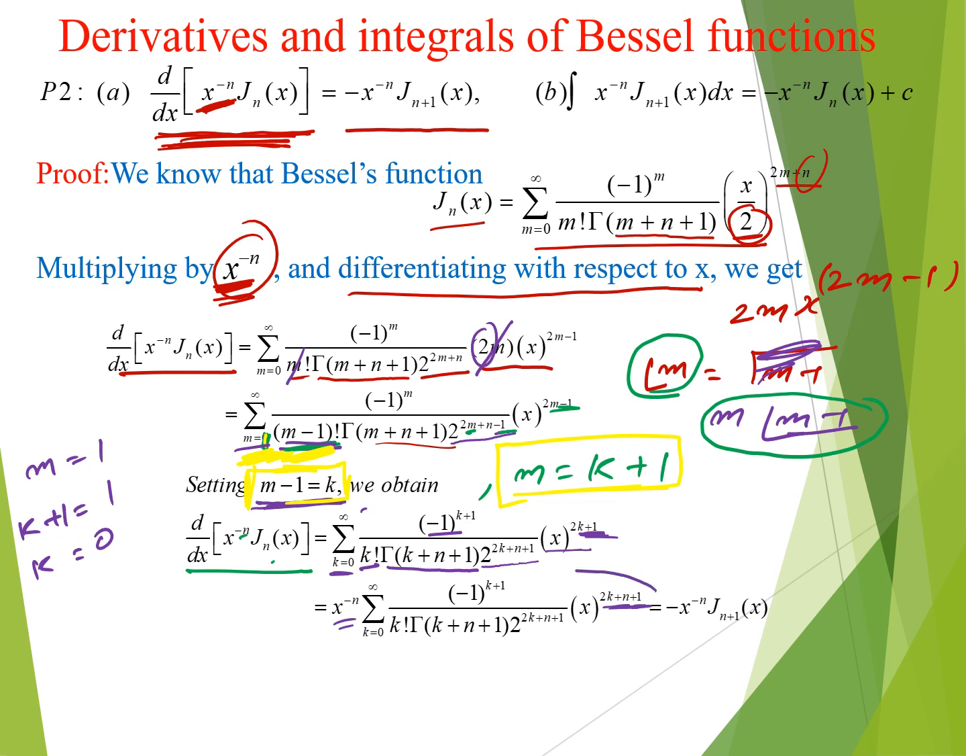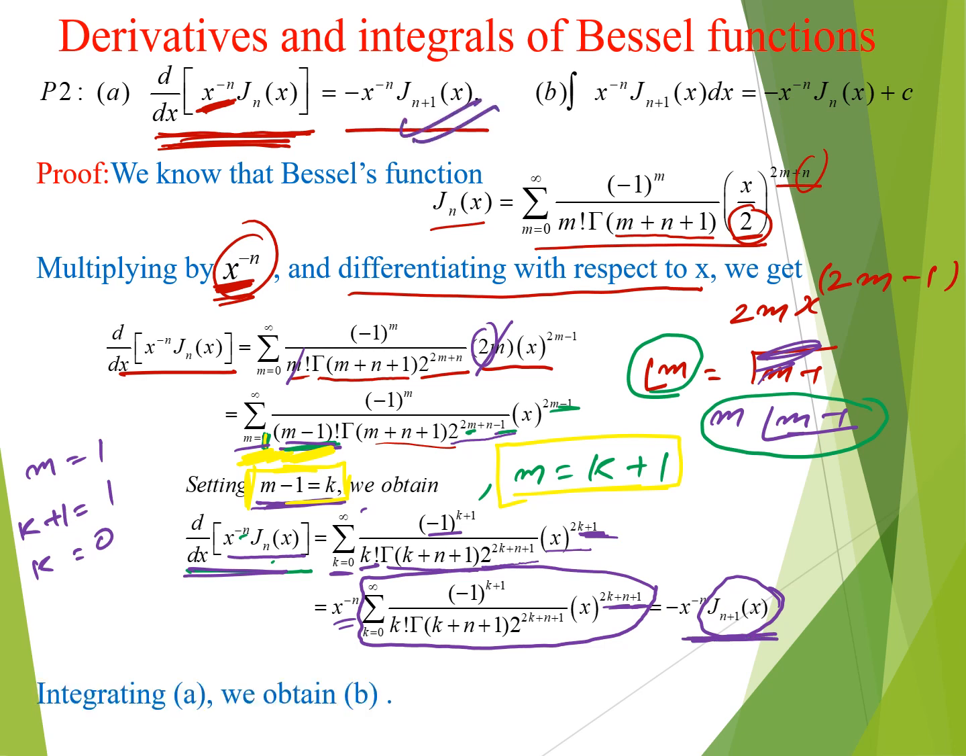So this value is changed as 2k plus n plus 1. And if we compare this term with Bessel's function, we find that this is equal to J of n plus 1, as per the proof. That means the derivative of x to the power minus n J n x is equal to minus x to the power minus n J n plus 1. This is the first proof we have obtained.